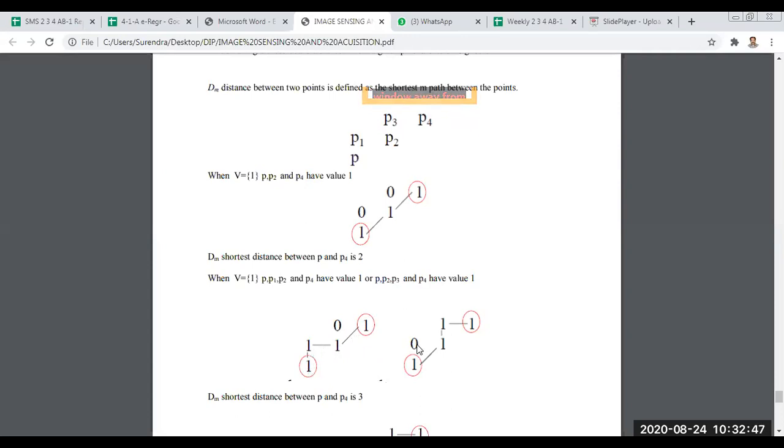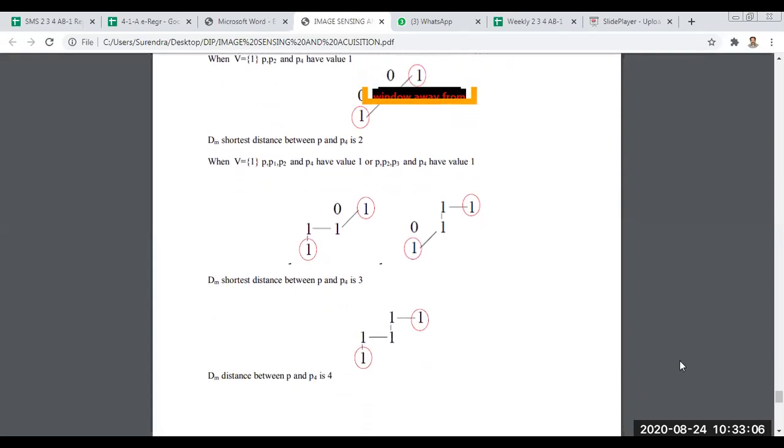Okay, the same here, instead of P4, P3, here P1 is 0. So again here, what is the distance? From here to here 1, and here to here 1, and here to here 1. So however here also the shortest distance path is 3.